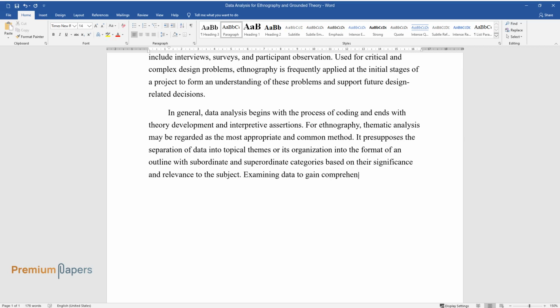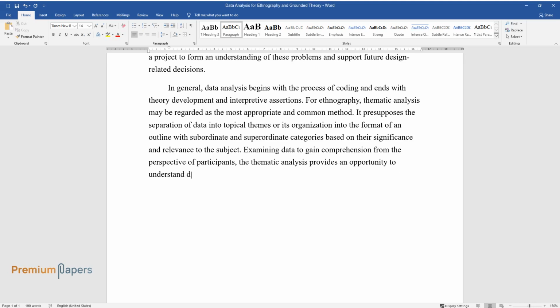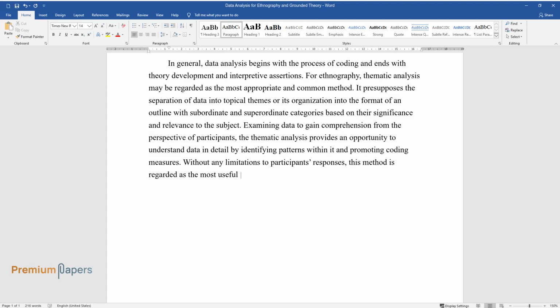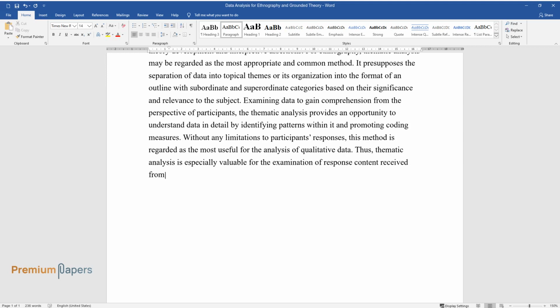Examining data to gain comprehension from the perspective of participants, the thematic analysis provides an opportunity to understand data in detail by identifying patterns within it and promoting coding measures. Without any limitations to participants' responses, this method is regarded as the most useful for the analysis of qualitative data. Thus, thematic analysis is especially valuable for the examination of response content received from interviews and survey questions.